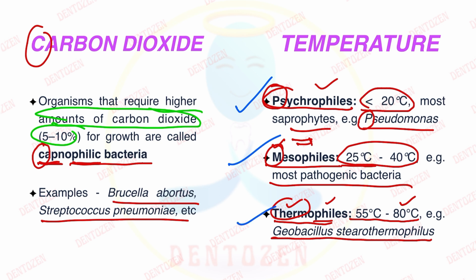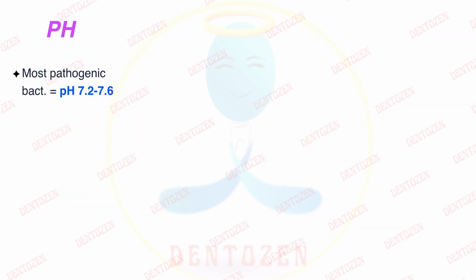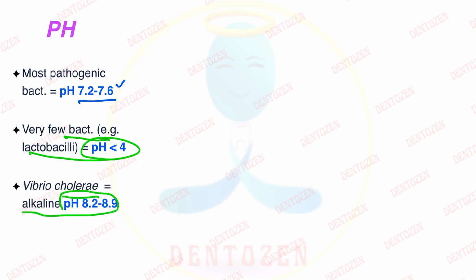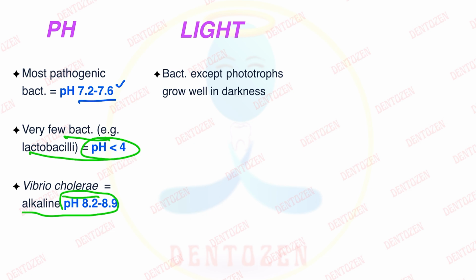Based on the pH, most pathogenic bacteria grow between pH 7.2 to 7.6, but very few bacteria, example Lactobacillus, grow at pH less than 4. Vibrio cholerae, they like alkaline, pH 8.2 to 8.9. Based on the light, bacteria except the phototrophs grow well in darkness. So phototrophs will require light, but all others can grow in darkness. Because they are sensitive to UV rays and other radiations in light.